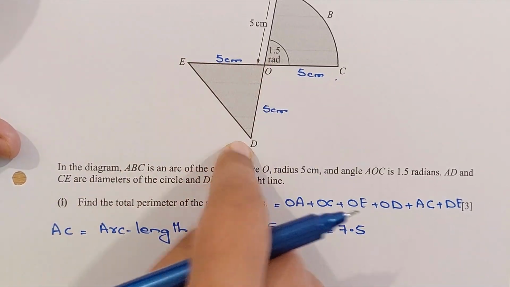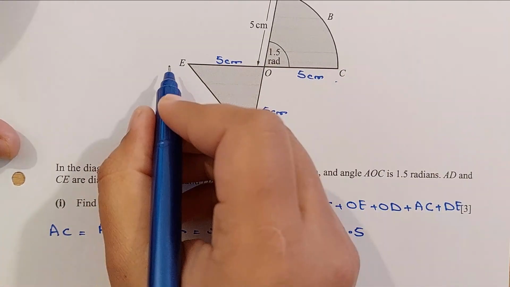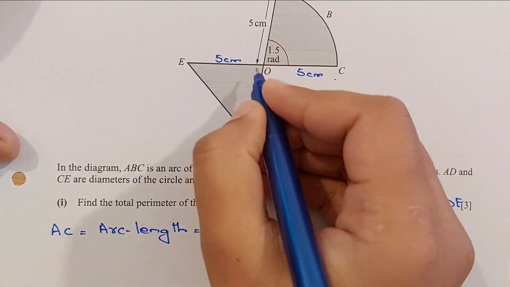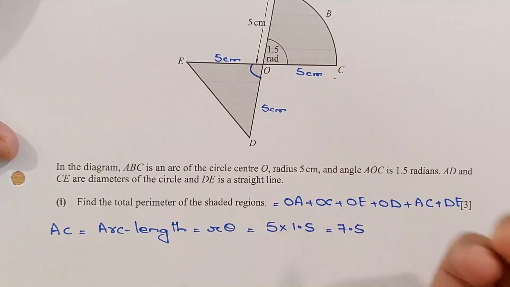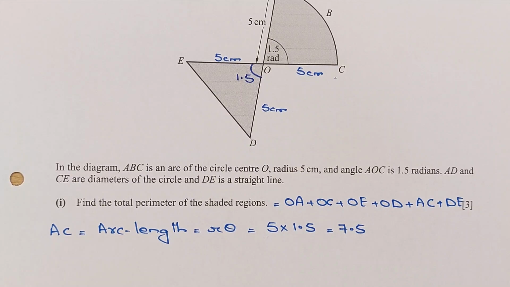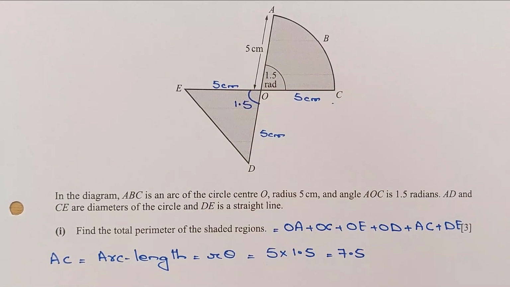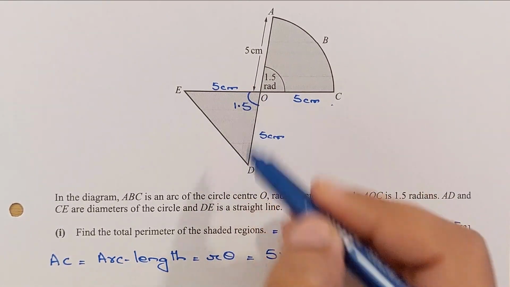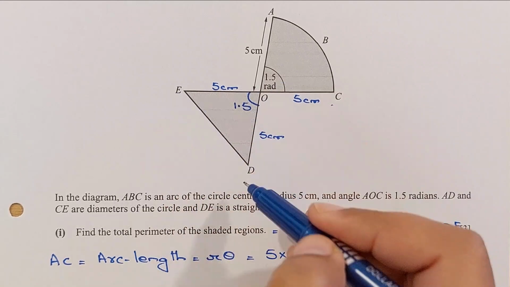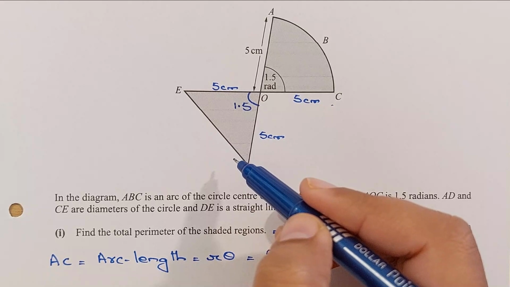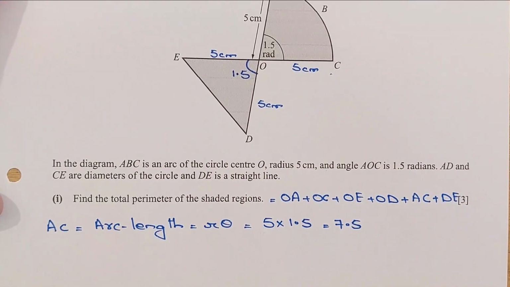If I consider this triangle, as we know the lines AD and CE are straight lines, so these two angles are the same. These are vertically opposite angles. This angle is also 1.5 radians, right? When two straight lines intersect at a point, the vertically opposite angles are equal. Now if I consider the triangle ODE, we have two sides and the angle between them, and we have to find the third side. We have to use the law of cosines here.